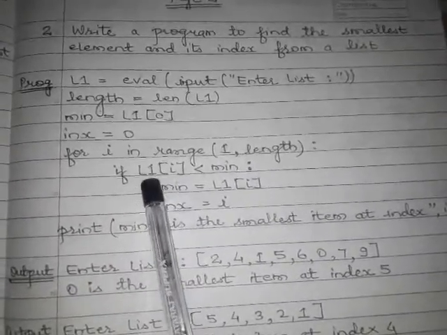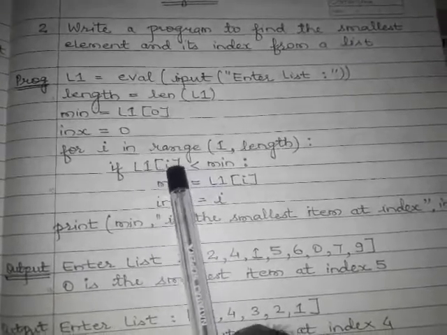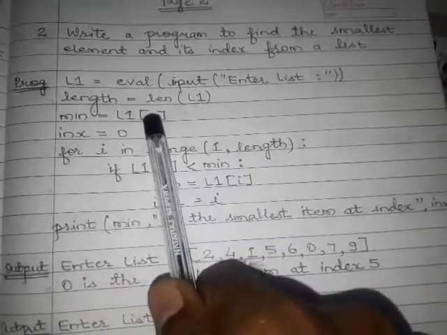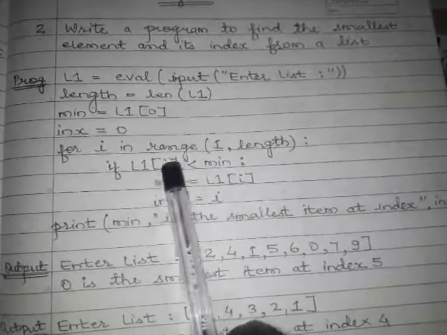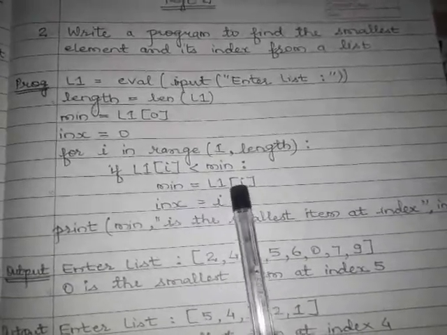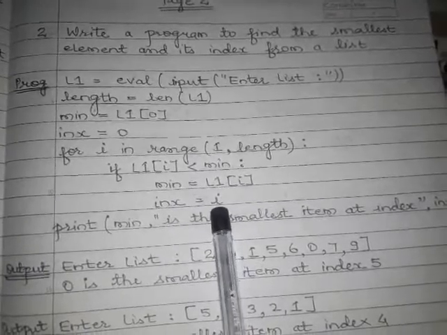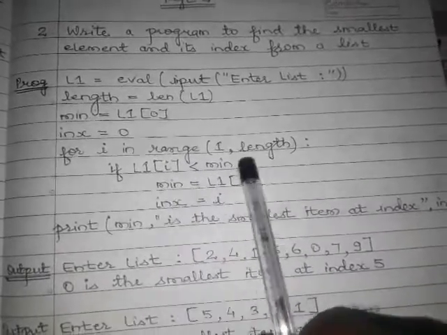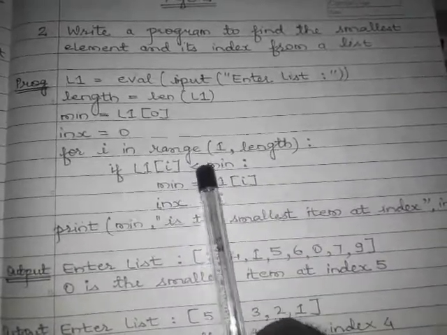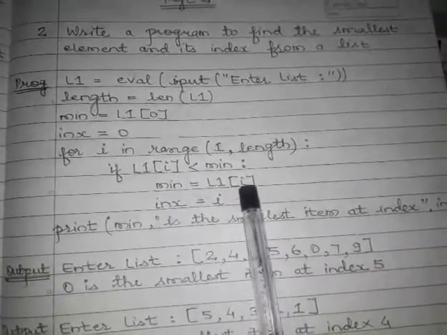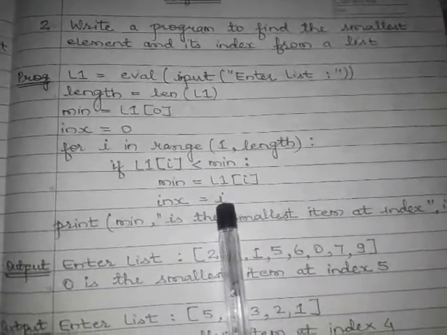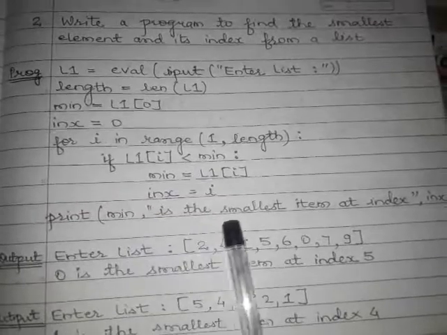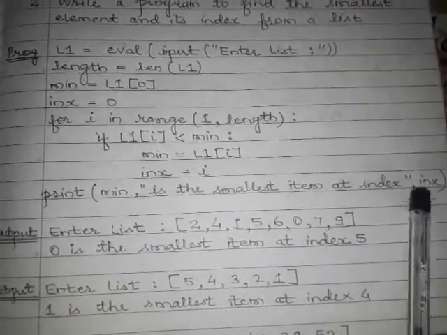If L1 of I, sorry, the second element of the list, L1 of 1, is less than minimum, and minimum contains the first element, then we have to change minimum. Minimum will be the second element and the index will be the value of I, which is 1. This whole comparison will be taken till we reach the last element of the list. So after the last element, the minimum will contain the smallest element and INX will contain the index of that smallest element. After running the for loop, we print the minimum value as the smallest item at that particular index.